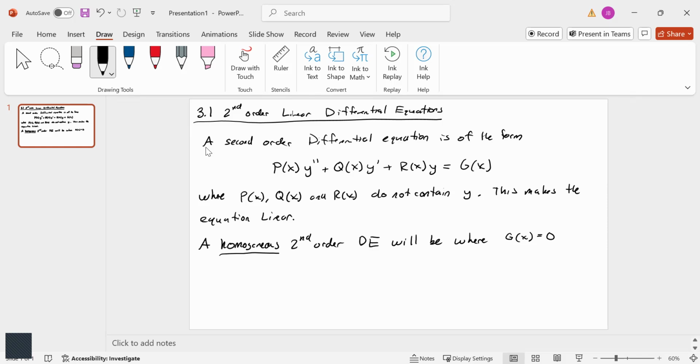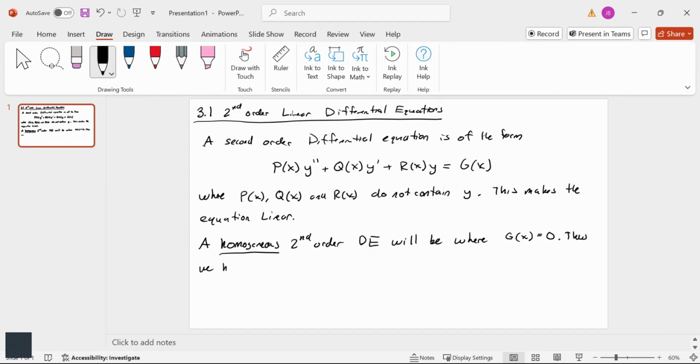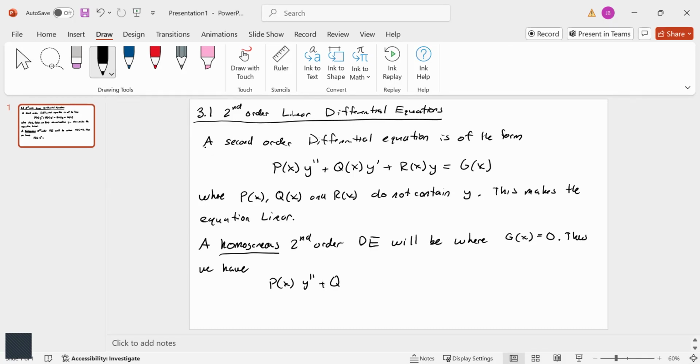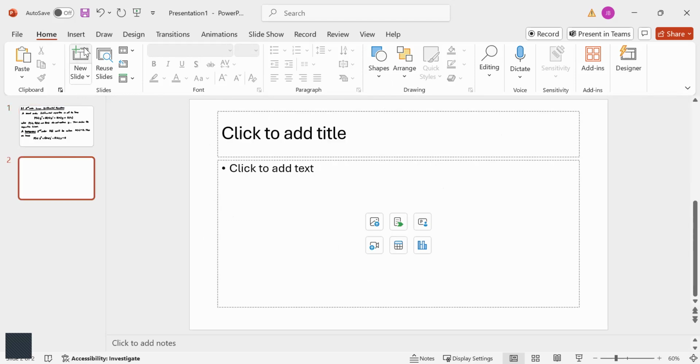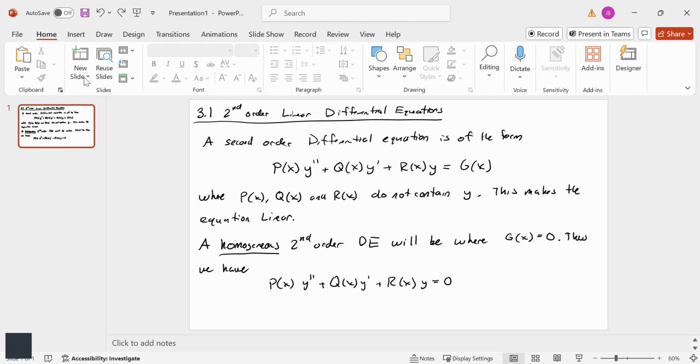Thus, we have p of x y double prime plus q of x y prime plus r of x y equal to zero. But even more than that, we don't even want to deal with these coefficients that have x in them. We want to make it even easier. So let's make p of x, q of x, and r of x constant. That's the next assumption we're going to make.